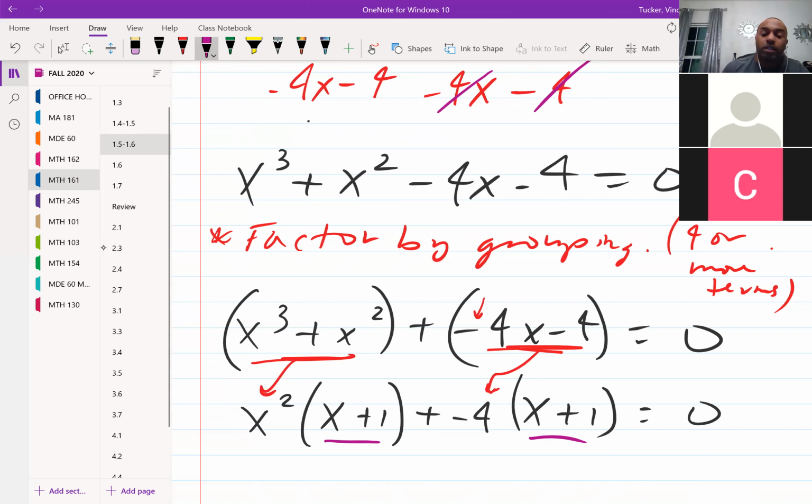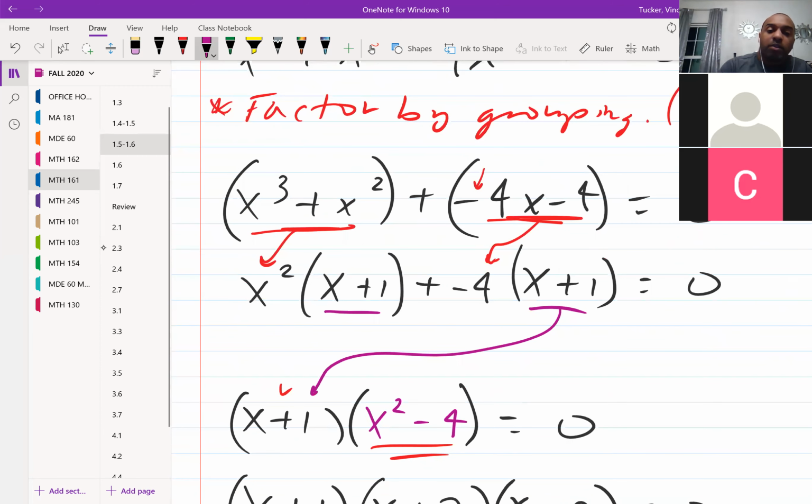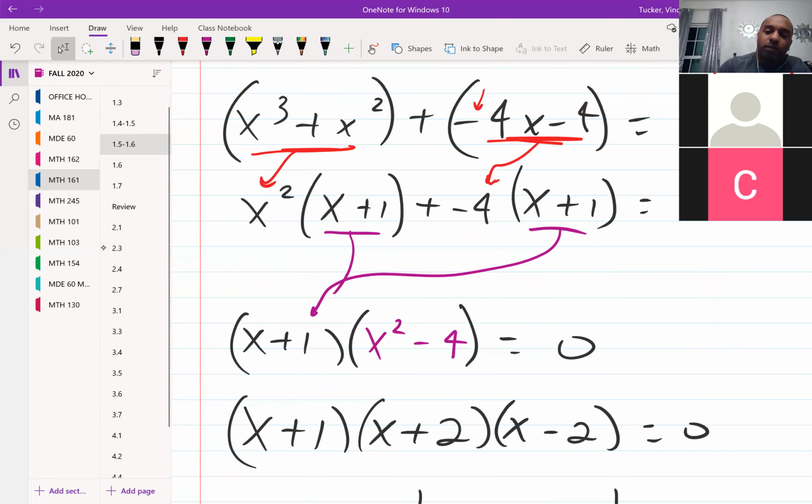If your factorization doesn't bring you to the point where what's in the parentheses are both the same, then you can't go any further, because what's going to happen now is that you're going to factor the x plus 1 to the front, and then you're left with x squared minus 4 in the remaining parentheses. Then x squared minus 4, difference of squares. So that factors out to give us x plus 2, x minus 2.